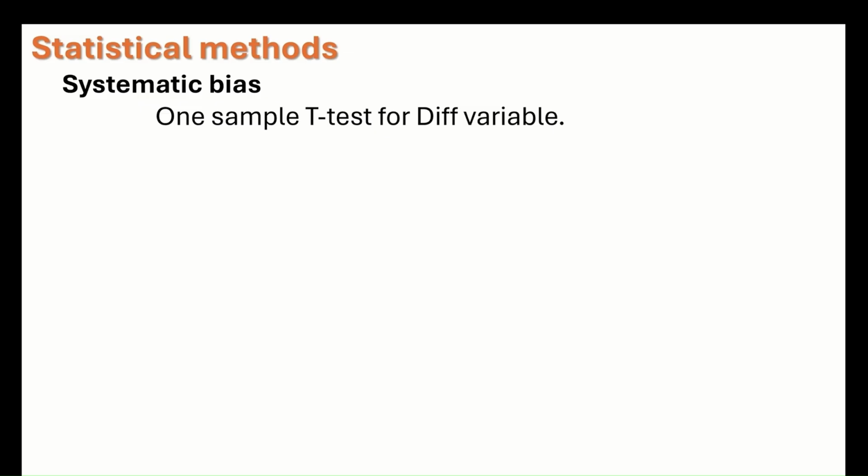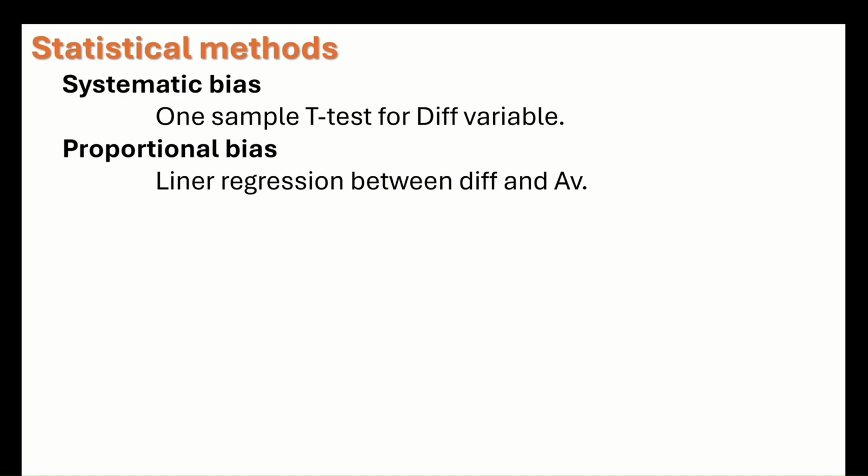Statistically, use the one sample t-test for the difference variable. To confirm whether there is a proportional bias, simple linear regression can be performed using the dependent variable, which is the differences, and the independent variable, which is the average.